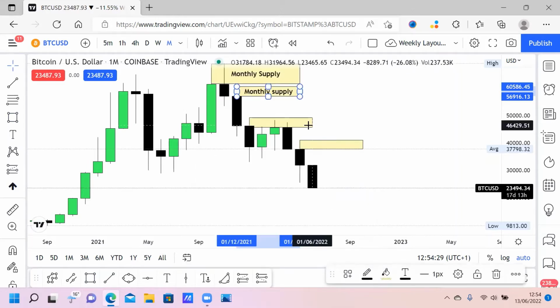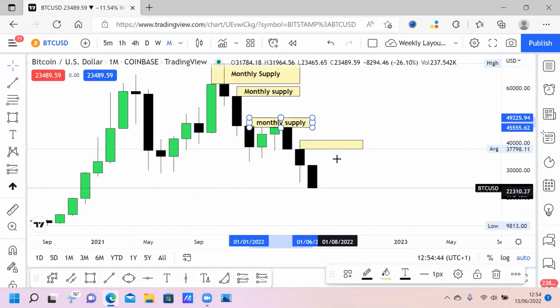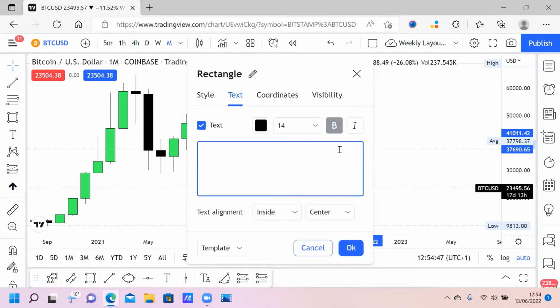As you label it, make sure that you stay with the same color coordination. Otherwise, it will get quite confusing later on as you go down to the smaller time frames. So we've got the monthly supply there and the last monthly supply there.